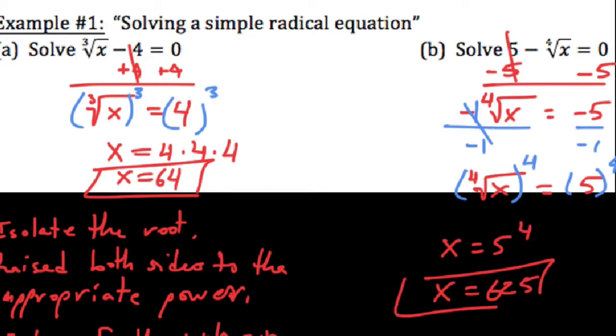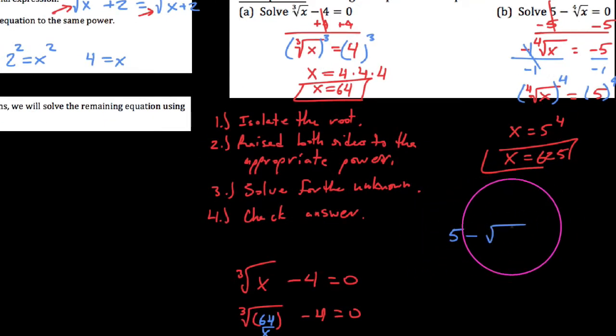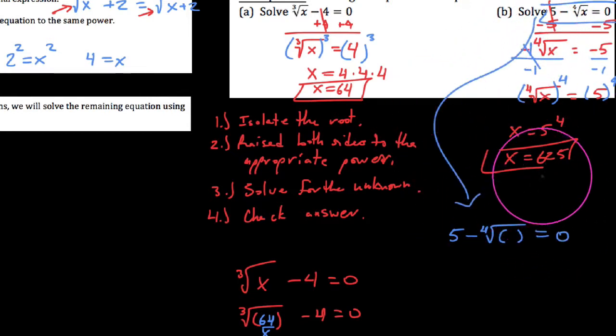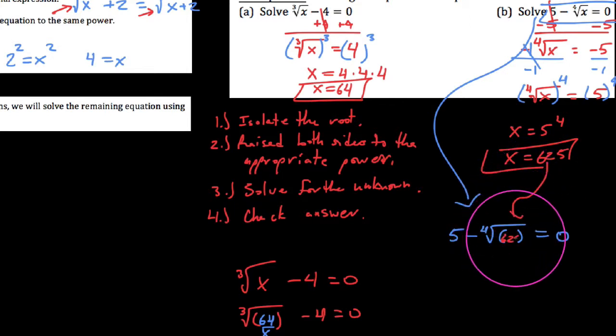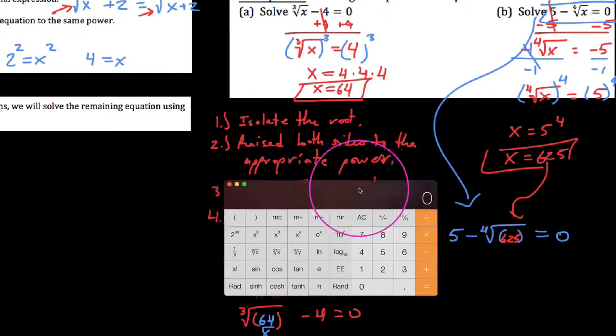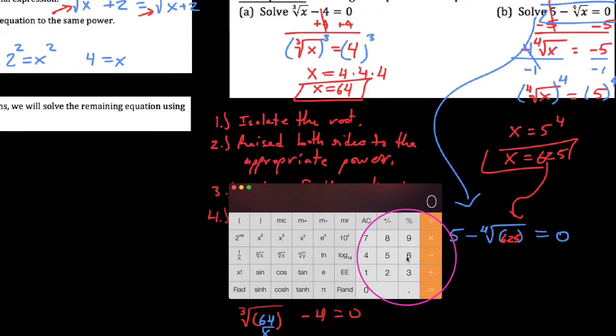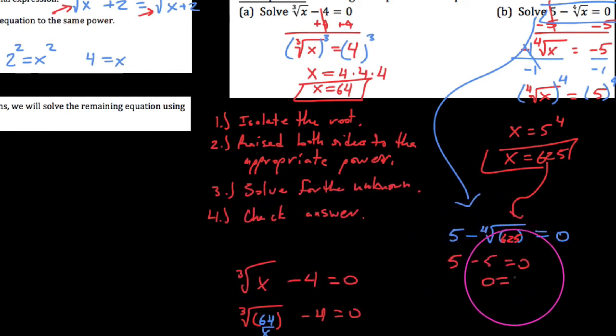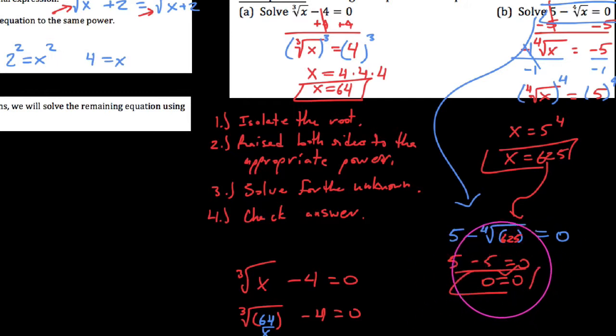Last but not least, I'm going to check my answer. I say 5 minus the fourth root of blank equals 0, getting this from the original equation up here, and we're plugging in this x value of 625. A calculator could do that. If we wanted to find the fourth root of 625, we could say 625 to the power of, in parentheses, 1 divided by 4, because that would be the same thing. And we get 5. So we get 5 minus 5 equals 0. So 0 equals 0, so that must be the solution.